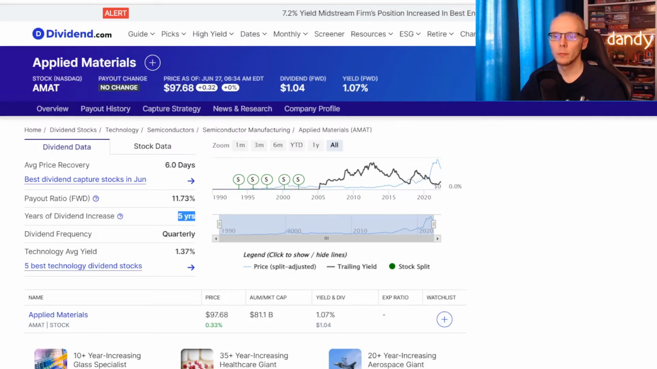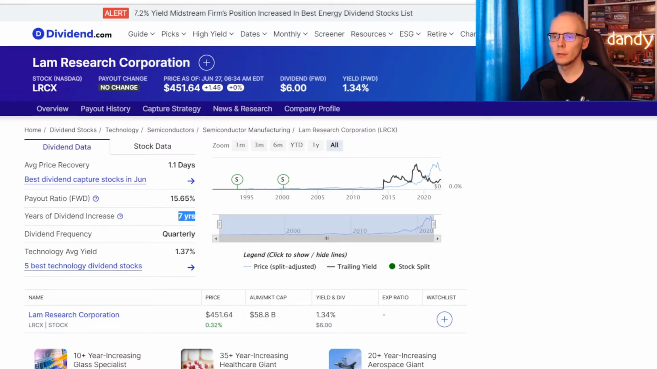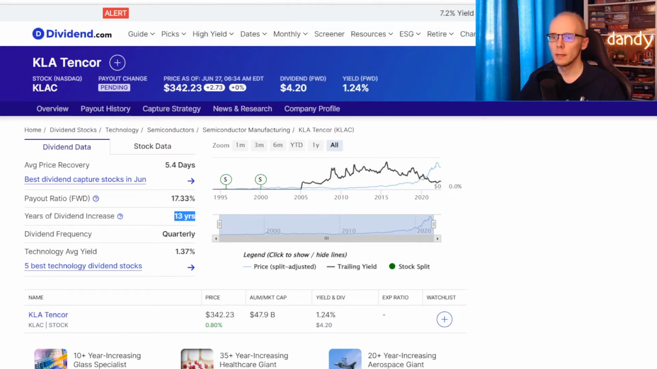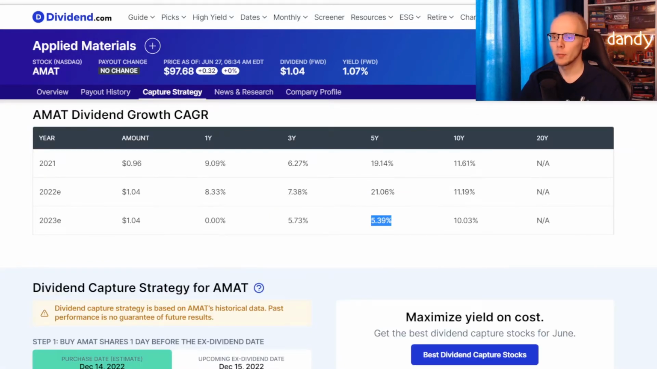Now third metric is the number of years of consecutive dividend increases. So for how many years has the company increased dividends for at least one quarter every year? In Applied Materials case, they have been increasing dividends for the last 5 years. If we go to Lam Research, the result here is even better at 7 years of consecutive dividend increases. And surprisingly for KLA, that is even better, as they have been increasing dividends for 13 years straight. Now metric number 4 is the compound annual dividend growth rate.